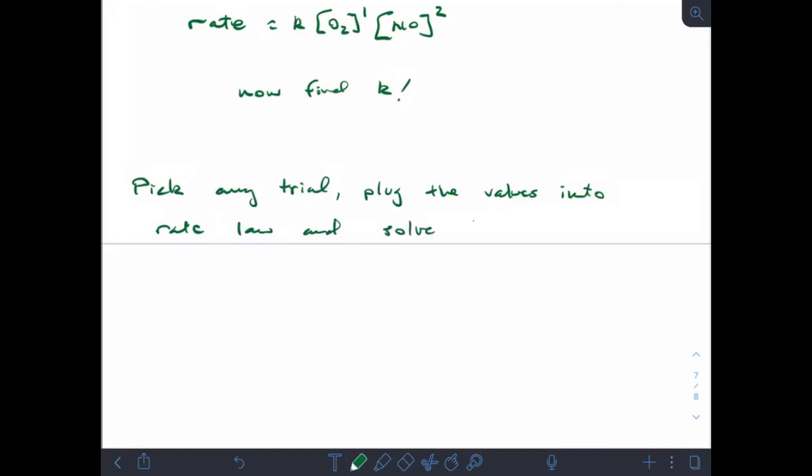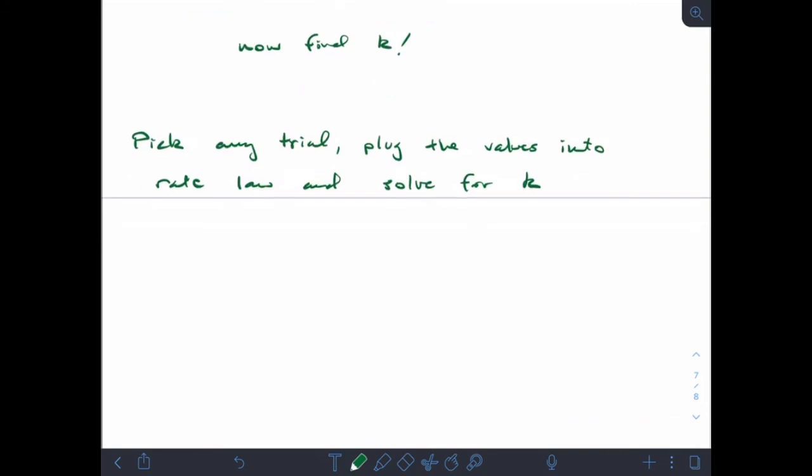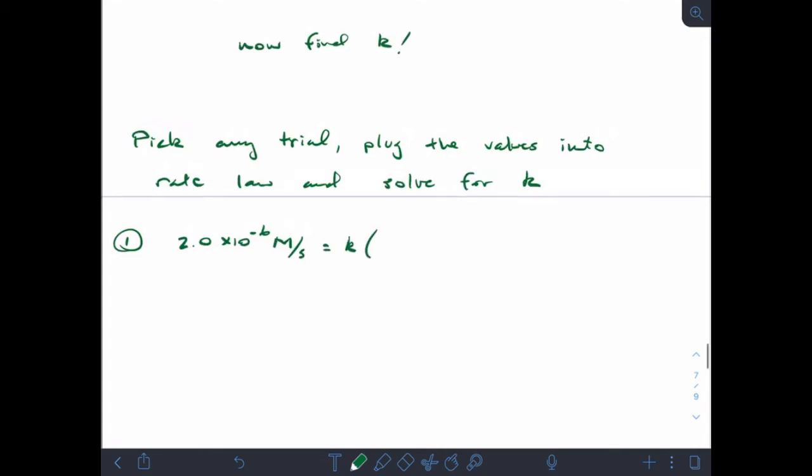And solve for K. Okay, so I'm going to pick trial 1 just because it's the easiest one. My rate for trial 1 was 2 times 10 to the minus 6 molarity per second equals K times 0.0100 molar O2 to the first power times 0.0100 molar NO to the second power. Okay, so we're going to solve for this guy.